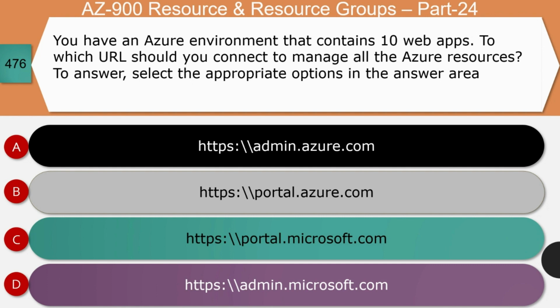And here is the next question. You have an Azure environment that contains 10 web apps. To which URL do you connect to manage the Azure resources? To answer, select the appropriate option in this answer area. Is it admin.azure.com or portal.azure.com or portal.microsoft.com or admin.microsoft.com? The right answer for this question is portal.azure.com. It's self-explanatory. However, let's see the reason.